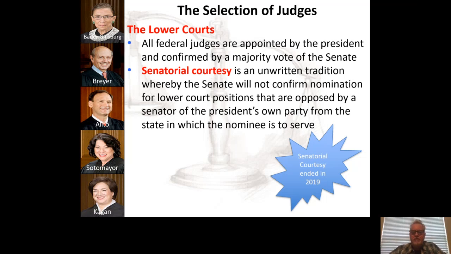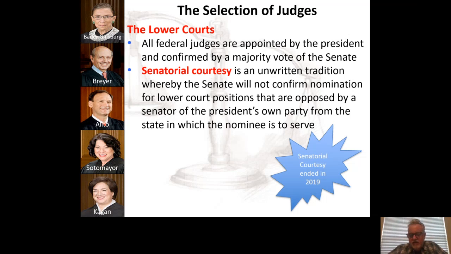Lower federal court judges are appointed and confirmed by a majority vote in the Senate. There was a common practice for more than 120 years called senatorial courtesy, in which, for district courts, those trial courts, an individual senator could put a blue slip in saying that they wanted to place a hold on the appointment of this person. And so they essentially gave senators veto authority over district trial courts in their state.